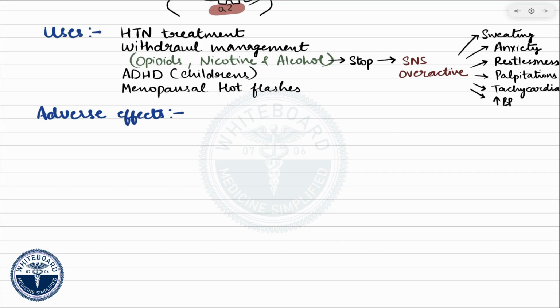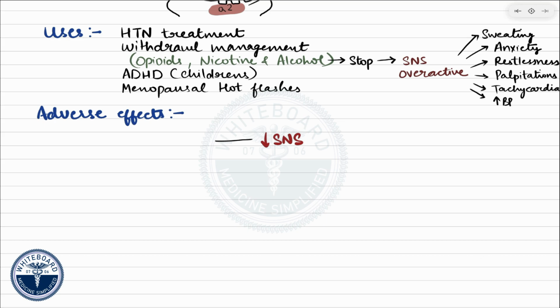Most of these adverse effects can be understood simply by remembering its mechanism of action. Clonidine suppresses sympathetic outflow from the central nervous system. While this is beneficial for lowering blood pressure, reducing sympathetic activity can also affect several normal physiological functions, leading to predictable adverse effects.